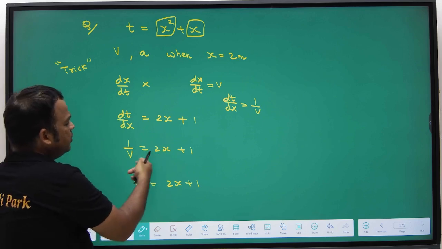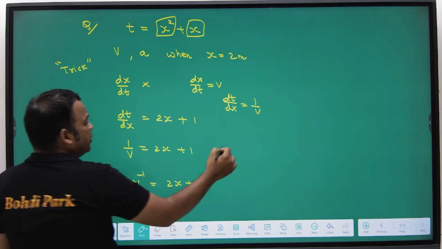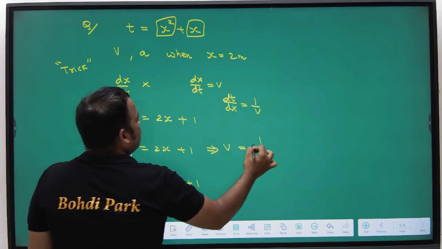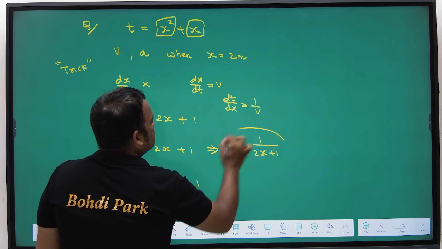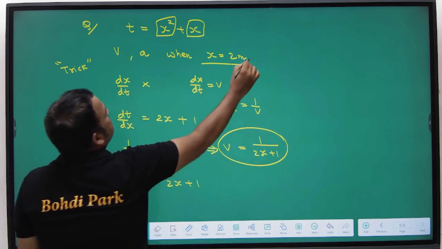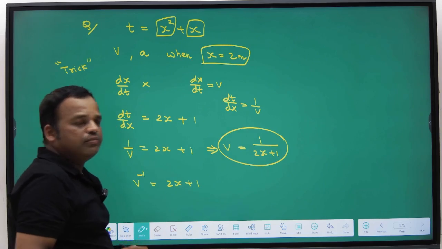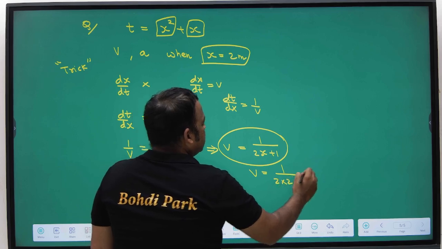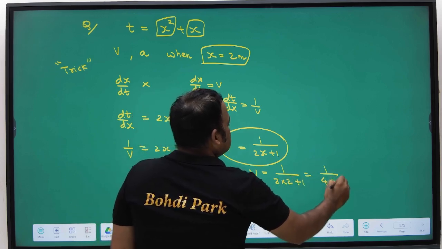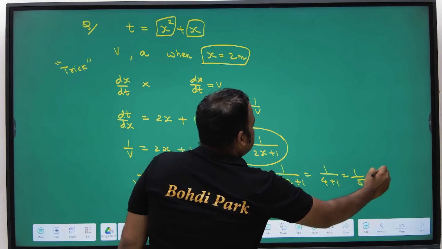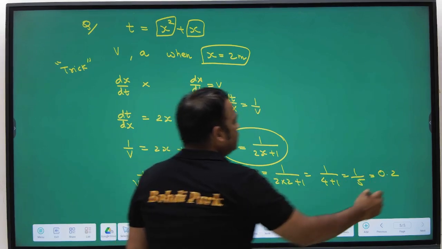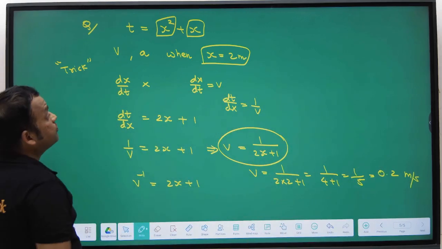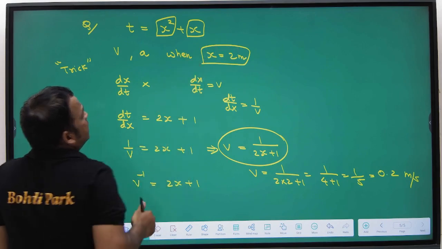So basically we got one of our answers. 1 by v is 2x plus 1. So that means v is equal to 1 by (2x plus 1). If we substitute the x value, which is given in the question as 2 meter, we'll get v is equal to 1 upon (2 into 2 plus 1). So that is 1 upon 4 plus 1. So that is 1 by 5 and that is 0.2 meter per second. This is the velocity at x is equal to 2 meter.